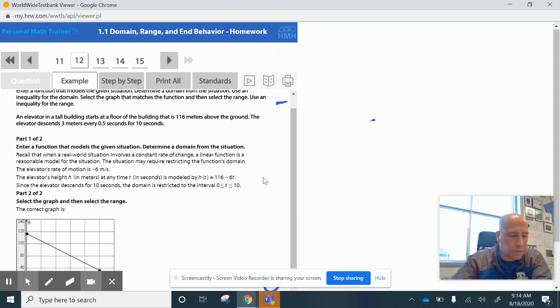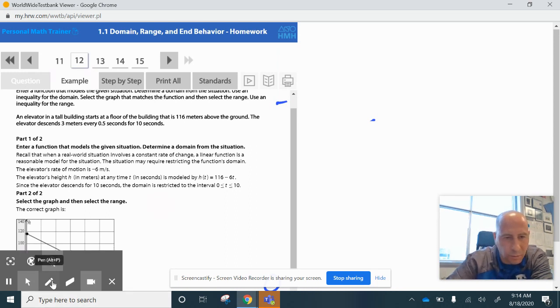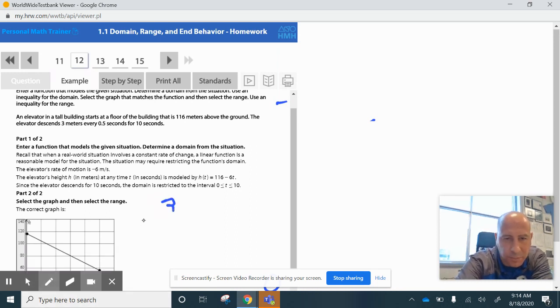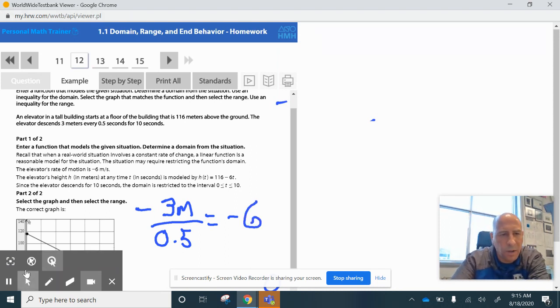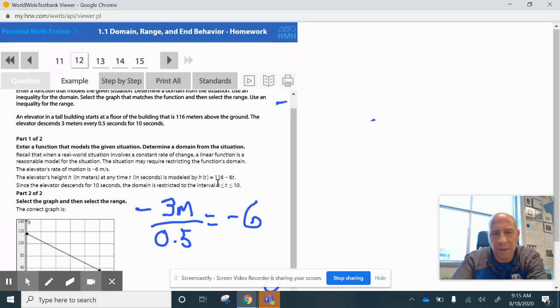Let me check something real quick. Yep, what they did was the rate is 3 meters divided by, because it says 3 meters every, so that's the rate. So 3 divided by 0.5. And when you do that, remember it's negative because it's going down, -6. So that's where they get the -6 from. Now the elevator's height in meters at time t is modeled by 116 minus 6t. Since the elevator descends for 10 seconds, the domain is restricted between 0 and 10.